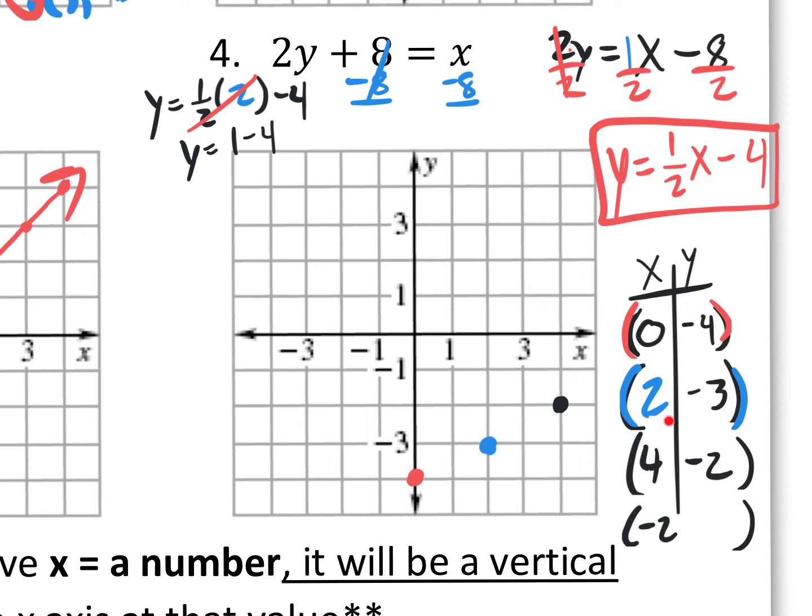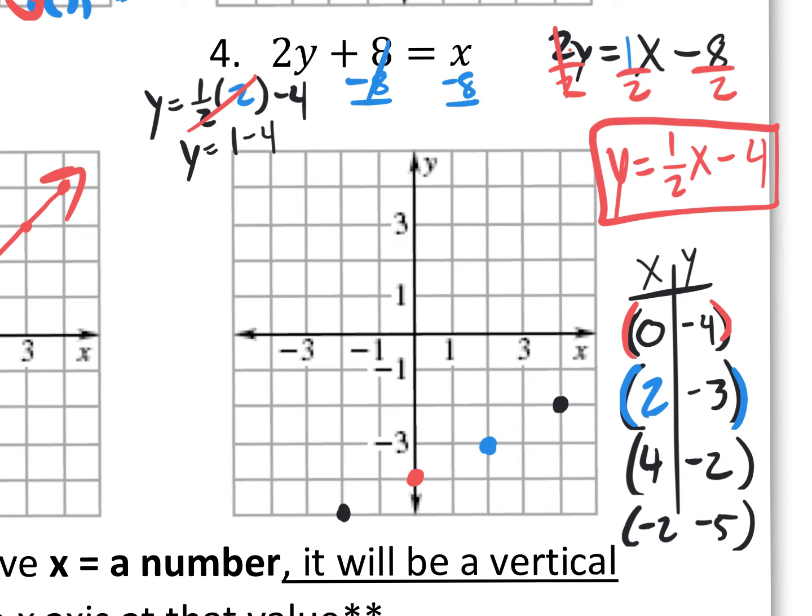I could plug in a negative 2 right here, do the math, and get my answer. Or I could use the pattern of going up 1 over 2, but backwards, over 2, down 1, over 2, down 1, and put a dot right there. And what is the location of that black dot right here? Negative 2, negative 5. That means if I put in a negative 2, what am I going to get out? Negative 5. And again, if you don't believe me, go ahead and plug it in. Negative 2 plugged in right here. Negative 2 times half is negative 1. Negative 1 minus 4 is negative 5.